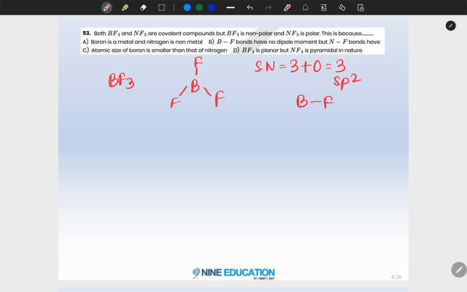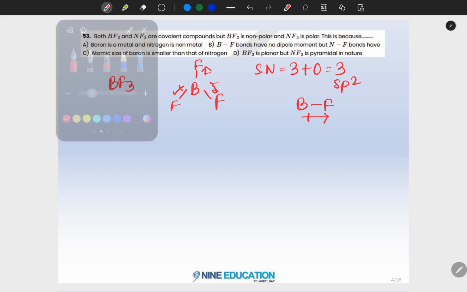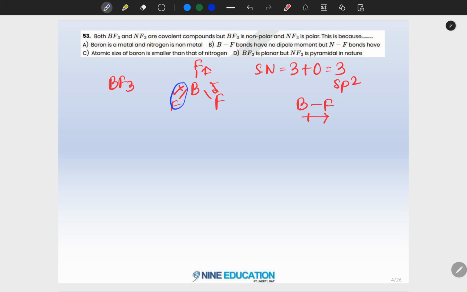Now obviously the BF bond is polar in nature, and the dipole moment generated by the bonds will be acting in this direction, from boron towards fluorine, from electropositive substance to electronegative substance. So these are the directions of the bond pair moments, right? Now these two dipole moments which are acting in the downward direction, these two will get added up, and as a result the resultant dipole moment will be formed in the vertically downward direction, right?